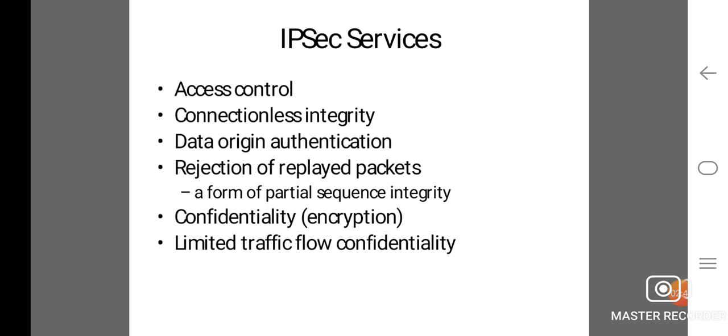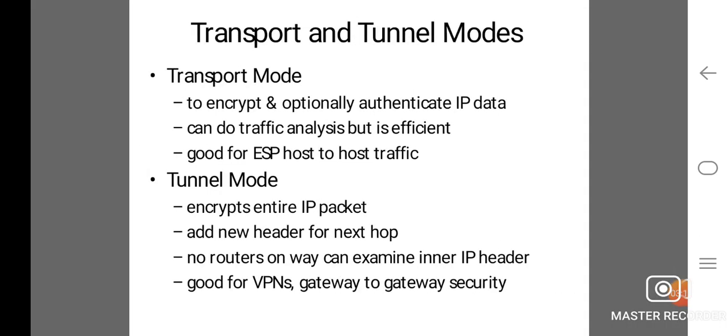These are all the IP security services: 1. Access control, 2. Connectionless integrity, 3. Data origin authentication, 4. Rejection of replayed packets, which is a form of partial sequence integrity, 5. Confidentiality through encryption, and 6. Limited traffic flow confidentiality. These are all the IP security services.